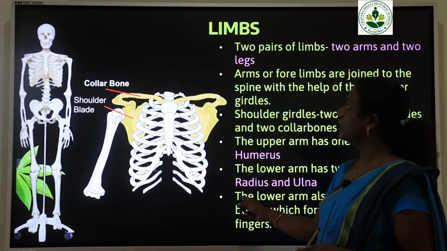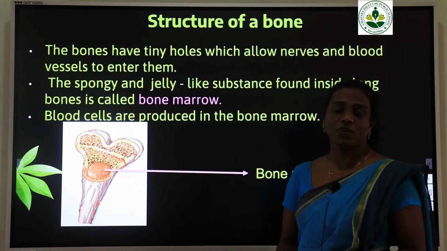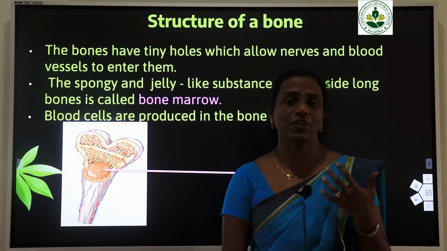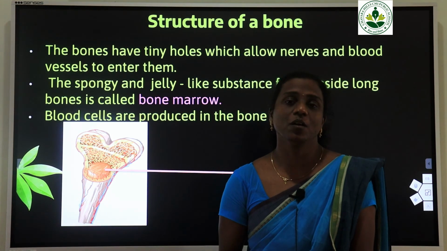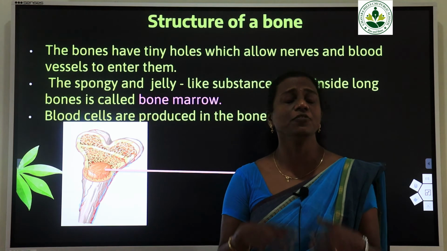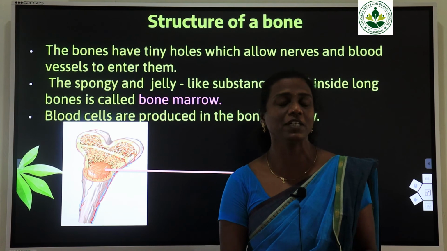So today we studied the ribcage, then we completed limbs, and next is the structure of bone. Up to this point we studied different types of bones, and now we are going to study the structure of bones. There are different types of bones in our body: long bones, small bones, short bones, different types are there.